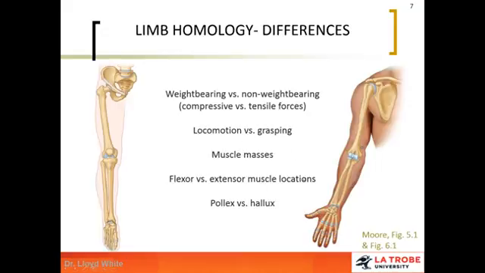The muscle masses of the two limbs will be different as well. Much more muscle mass in the lower limb than the upper limb, because the lower limb is responsible for locomotion. There's differences in the locations of the muscles of flexion and extension due to the rotation of the limbs during development. And the big toe is referred to as the pollex, and the thumb is referred to as the hallux, and these will have different ranges of motion as well according to their functions.